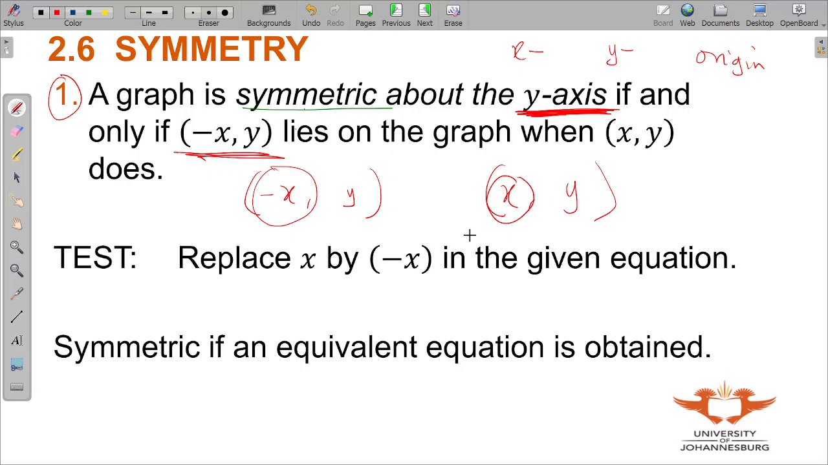So we are replacing x with negative x. That is how to test if it is symmetric about the y-axis. If we replace x with negative x and the equation is still the same, then we have obtained symmetry about the y-axis.